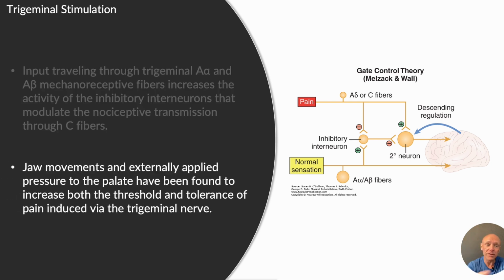So that's basically what this last statement is saying, that jaw movements and externally applied pressure to the palate, so just having people put their thumbs in their mouth and push up on the roof of their mouth, have been found to increase the threshold and tolerance of pain via the trigeminal nerve. So we have a lot of experiential evidence. We have a lot of research evidence that says, hey, if we want to help people who have migraines, we need to take a close look at the different branches of the trigeminal nerve.